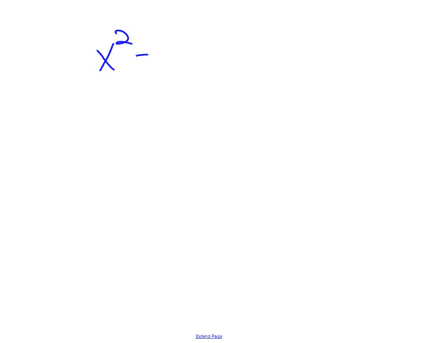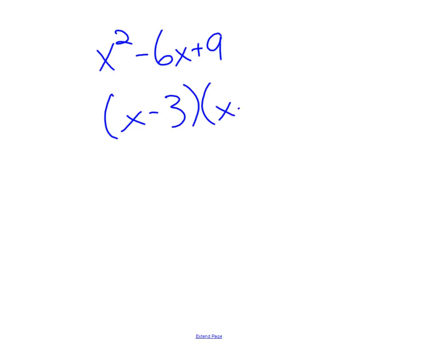X squared minus 6x plus 9. That's as straightforward as they come. So we're looking for some number that multiplies to positive 9 and adds to negative 6. What kind of 3? Two negatives. They both have to be negative. Because two negatives will multiply to give us a positive number, which is what we need for C. But since B is negative, it means that both of our last terms have to be negative.